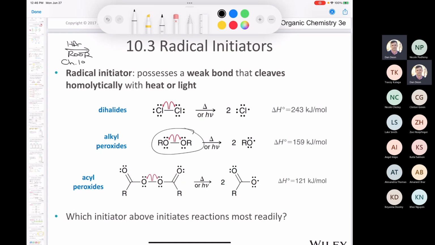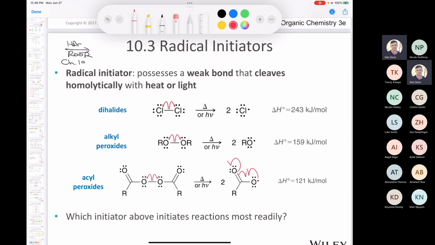You can see that's an even better radical initiator than chlorine because the bond dissociation energy is even lower. Then you get to this thing here. This is called an acyl peroxide. This bond between these two oxygens is really weak. It's only 121 kilojoules per mole to break that. And the reason why is because you end up with a radical that is resonance stabilized, okay? Anyhow, there we go. Nothing more to it than that.